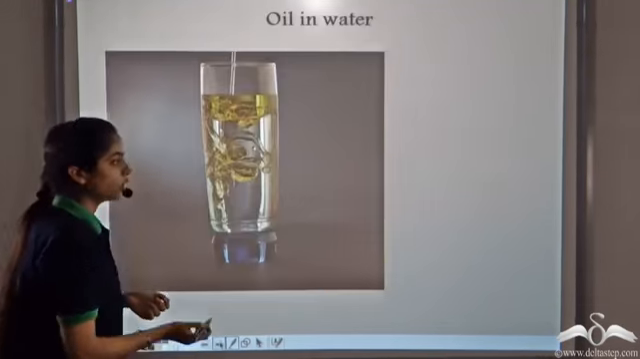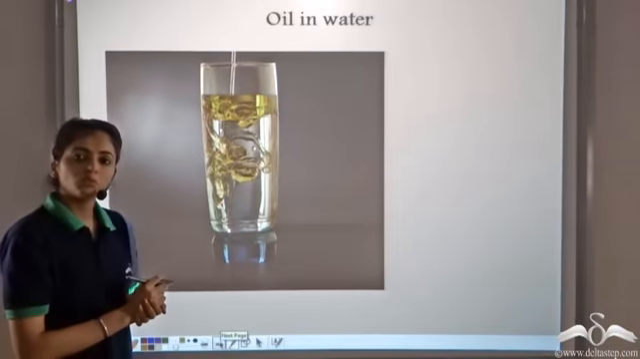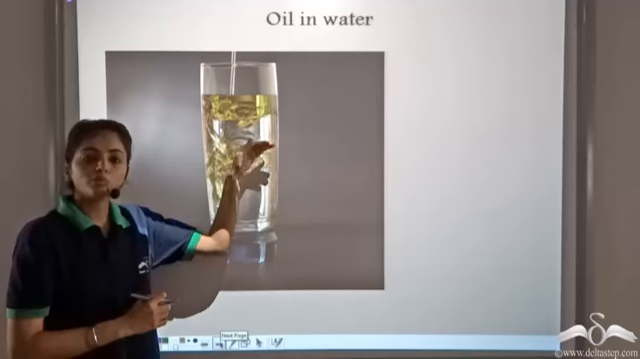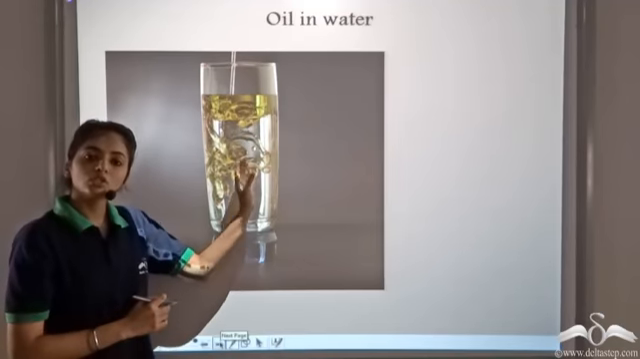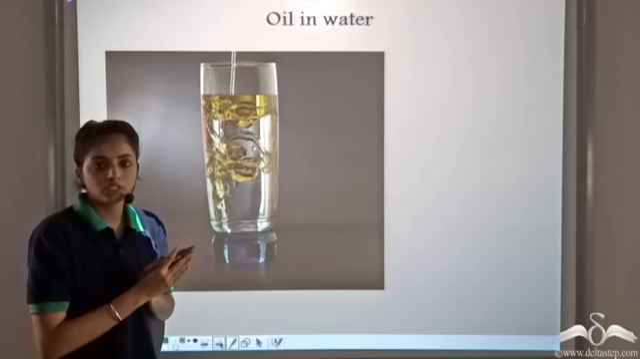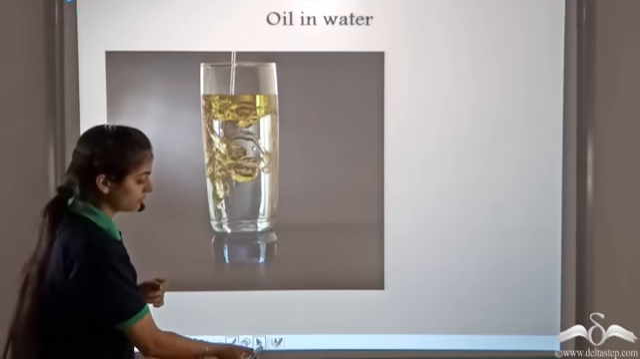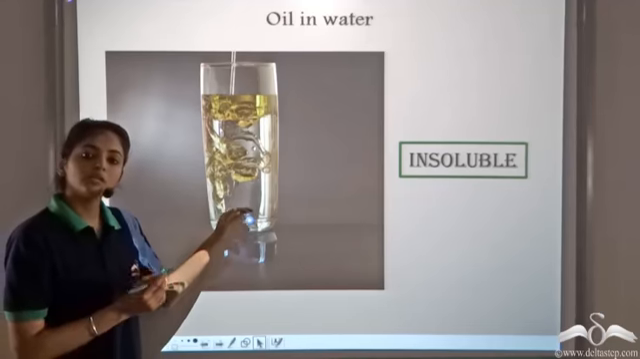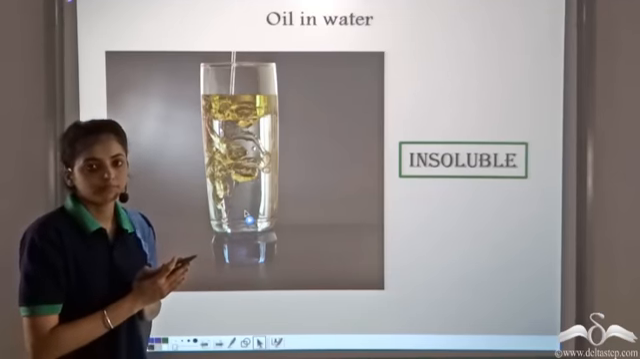When we have oil dissolved in water, oil does not dissolve in water at all. It forms a separate layer in water. So such substances which are completely not soluble in each other are known as insoluble. So oil and water, they are insoluble mixtures.